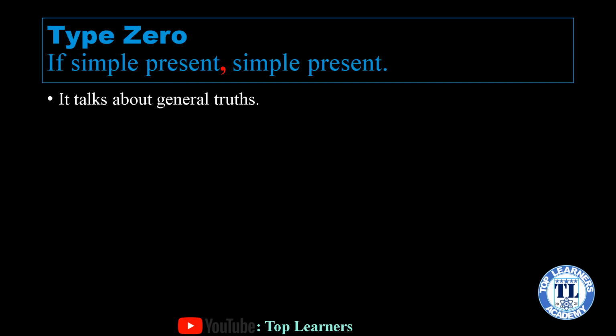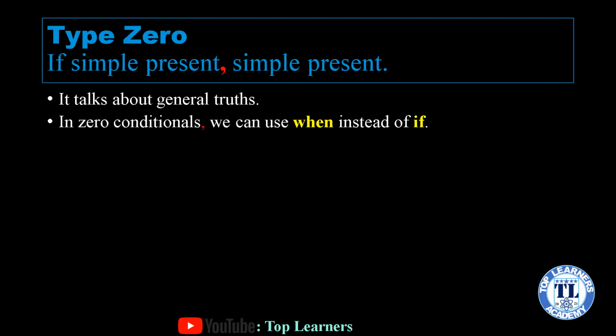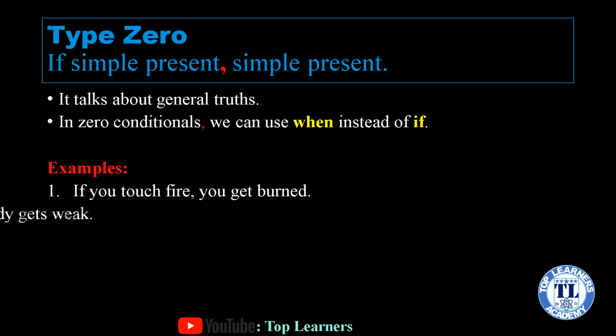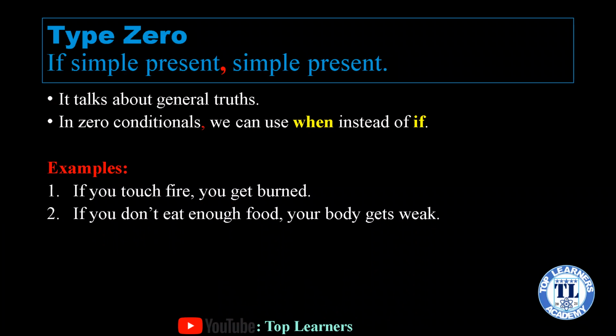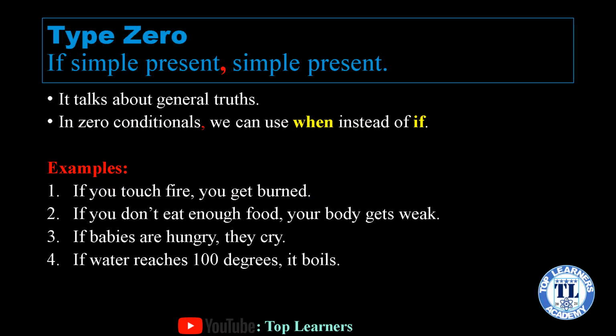Type 0, it talks about general truths. In 0 conditionals, we can use when instead of if. For example, if you touch fire, you get burned. If you don't eat enough food, your body gets weak. If babies are hungry, they cry. If water reaches 100 degrees Celsius, it boils. If I work too much, I get tired.